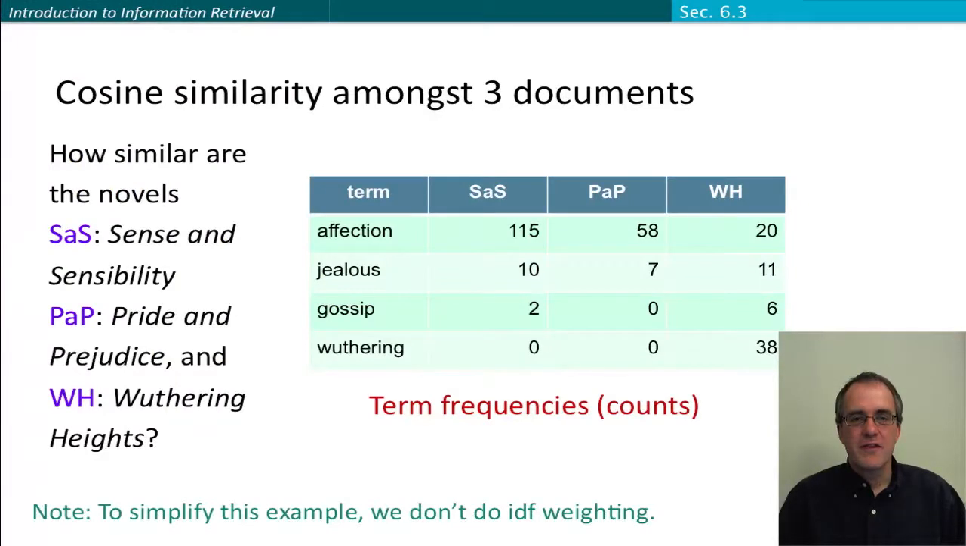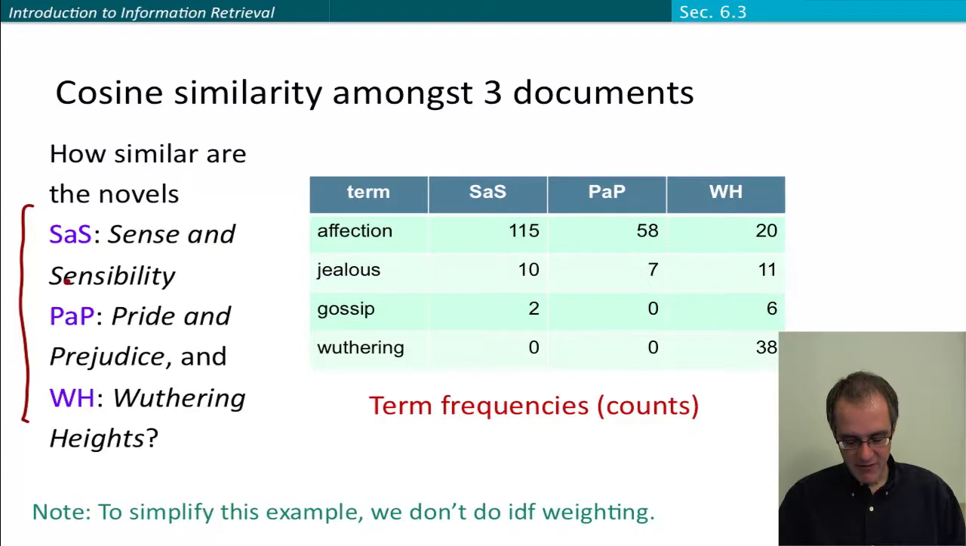Okay, let's now go through this concretely with an example. In this example, we have 3 novels of Jane Austen's, and we're going to represent them in the vector space, length normalized, and then work out the cosine similarity between the different novels. So in this example there isn't actually any query vector; we're just working out the similarity between the different novels that are our documents.